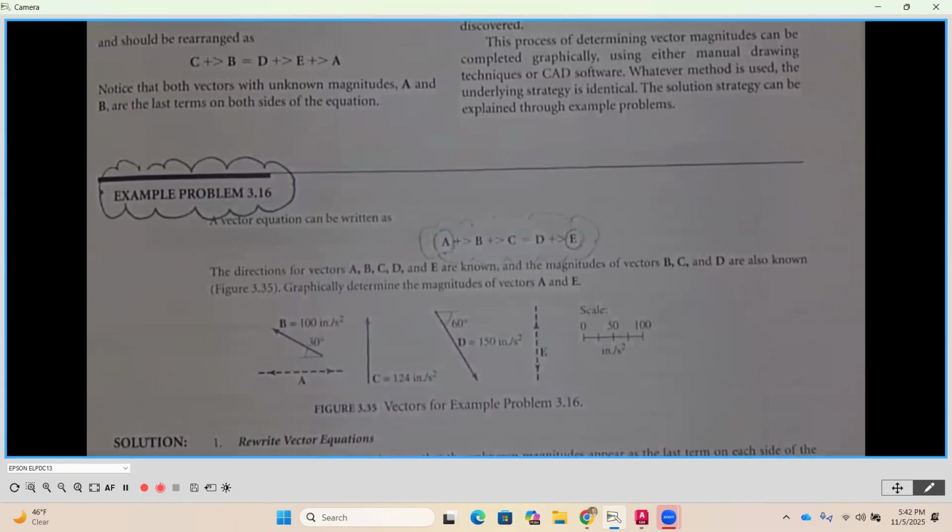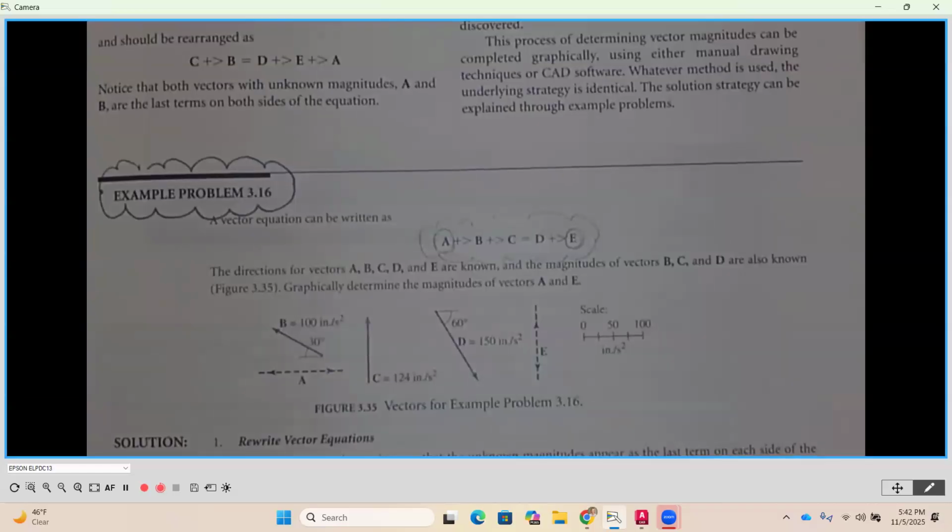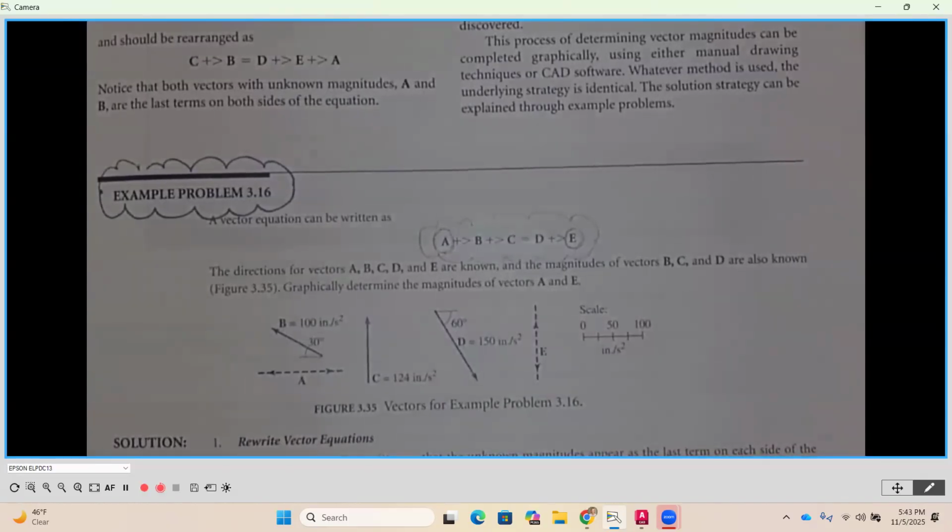As we look here, you're going to notice that our two unknown variables are A and E. If we look at where they are in our equation, A is on the left-hand side of the equal sign and E is on the right-hand side of the equal sign. That's a good thing, because remember, as I said earlier, we can have two unknowns in a vector equation. Magnitude is unknown for A and magnitude is unknown for E. Two is okay. That's the max we can have. But we have to be sure that they are separated by the equal sign, which they are. A is on the left-hand side and E is on the right-hand side.